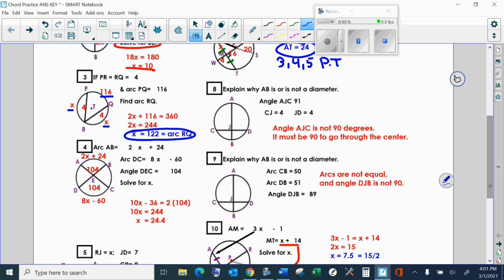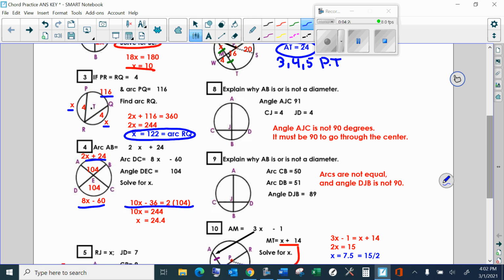Number 4, arc AB is 2x plus 24. Arc DC is 8x minus 60. Angle DEC is 104, so I got vertical angles there. Solve for x. Well, we know that the interior angle here of this 104 is the average of their two intercepted arcs. So I add those two together and divide by 2, or I could add those together and multiply the 104 by 2, which is what I did here.